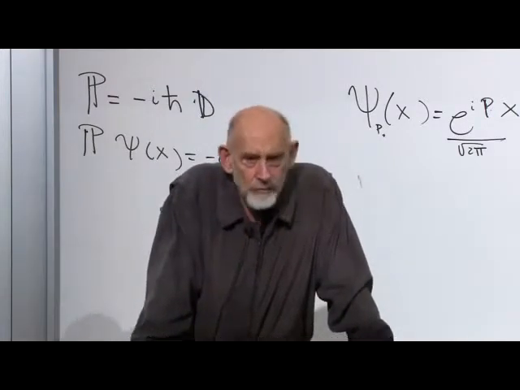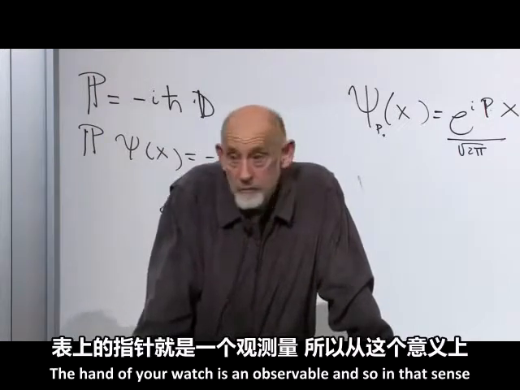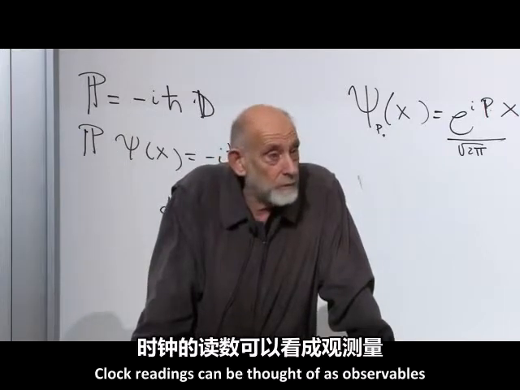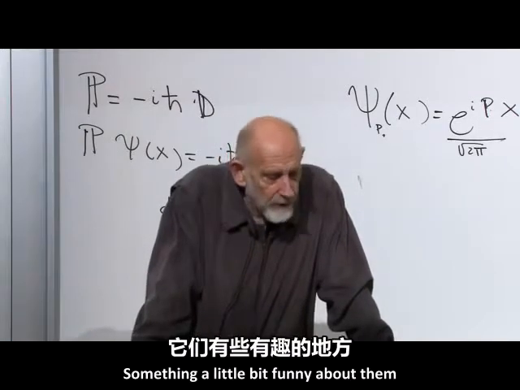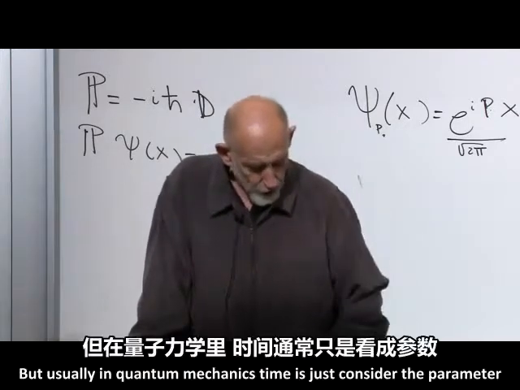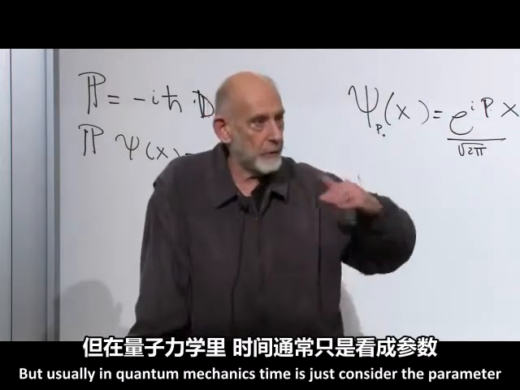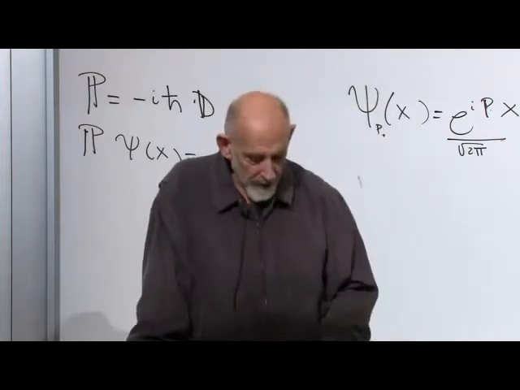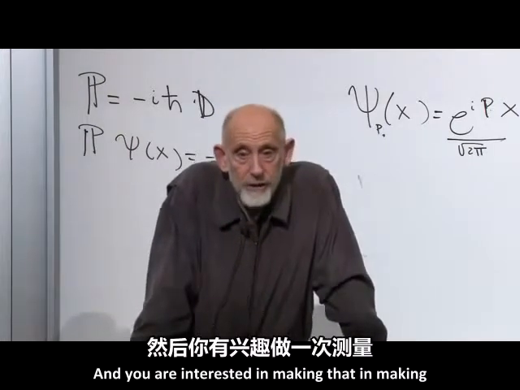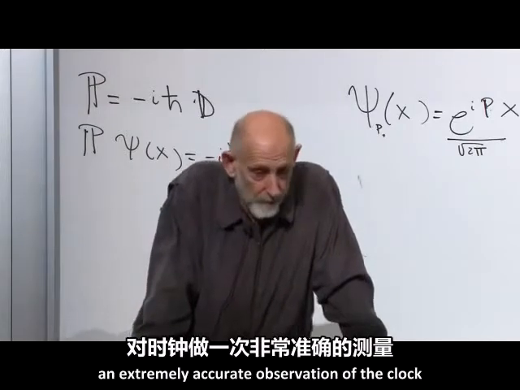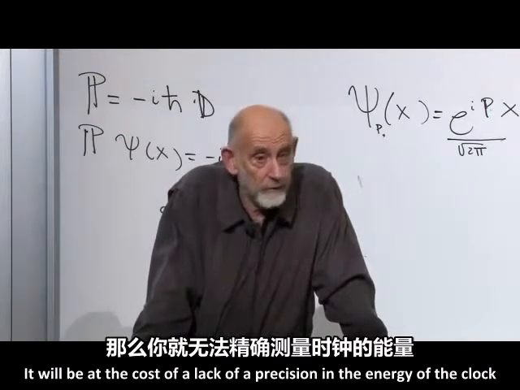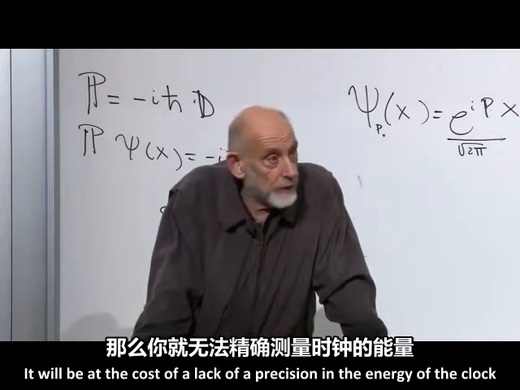You do measure time. You look at your watch. The hand of your watch is an observable. And so in that sense, clock readings can be thought of as observables. There's something a little bit funny about them, and I don't want to get into it now, but usually in quantum mechanics, time is just considered the parameter by which states evolve. But it is true. If you have a clock, for example, and you're interested in making an extremely accurate observation of the clock, it will be at the cost of a lack of precision in the energy of the clock.